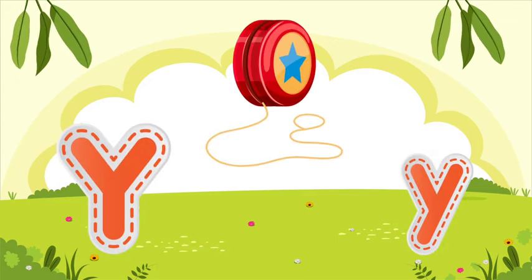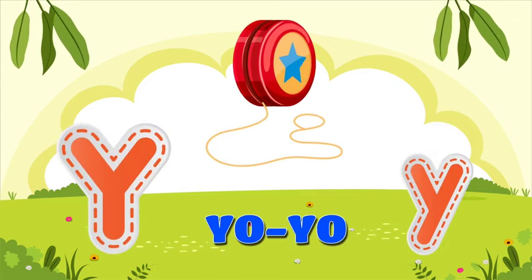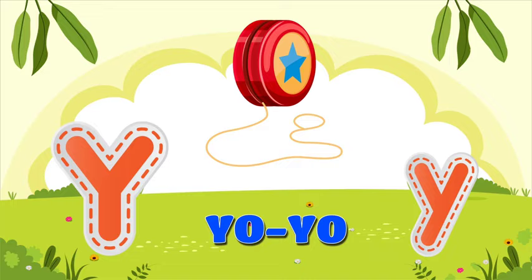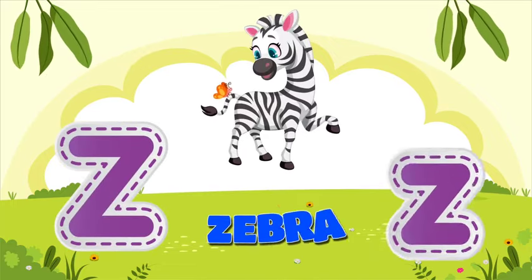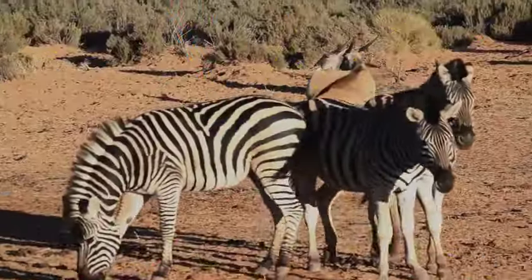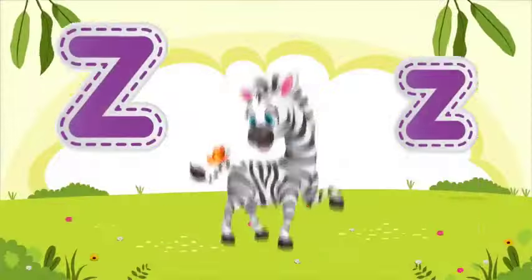Y is for yo-yo, y, y, yo-yo. Z is for zebra, z, z, zebra.